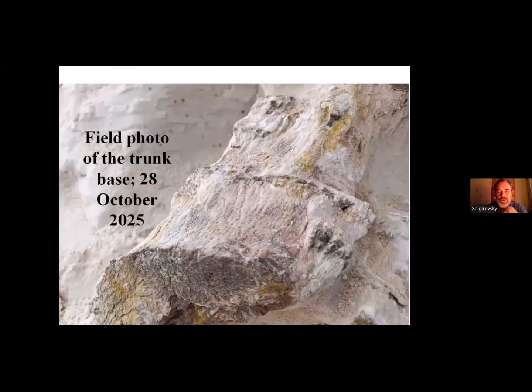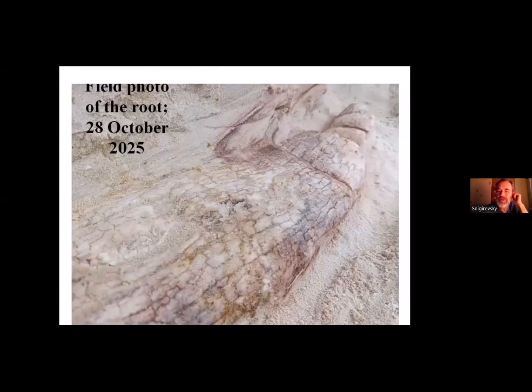And there are two fragments. It's the base of the trunk, with very unusual transverse structures. And that is the prepared root of this big stump. So, that's our investigation about the Archaeopteris trees, about the first Devonian forest.